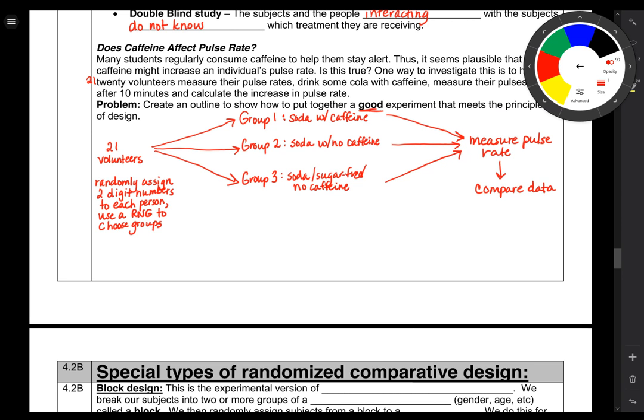A second way of making sure you have a really good experimental design is you could have measured their pulse ahead of time. So we don't have to redo it and make another outline. You can just say you can measure their pulse beforehand and then assign to the groups. And that would work as well. And that is an example of a good experimental design.